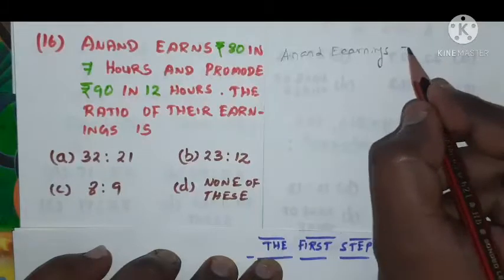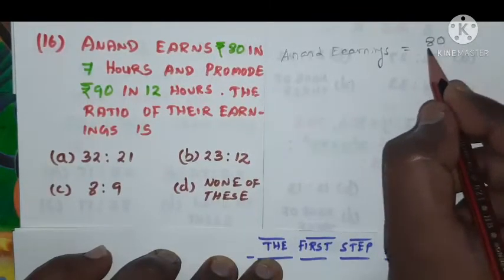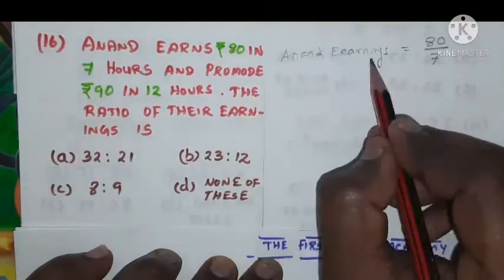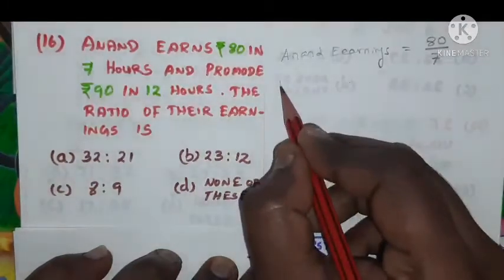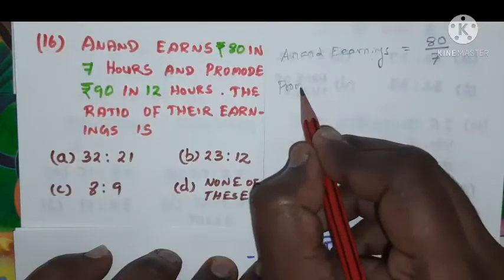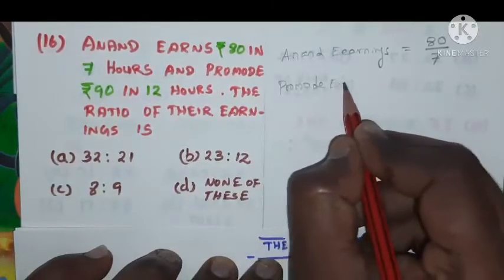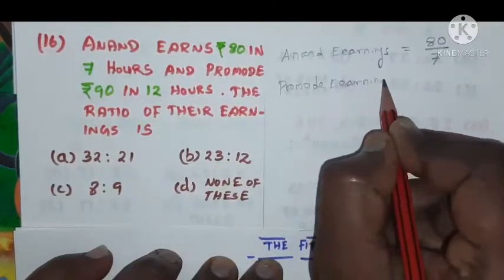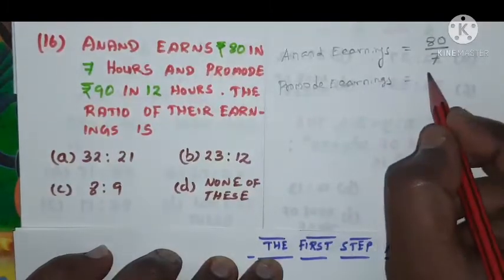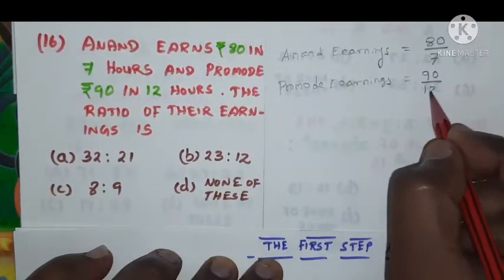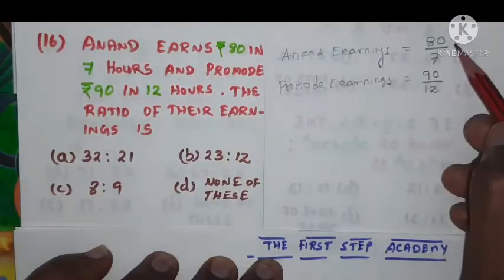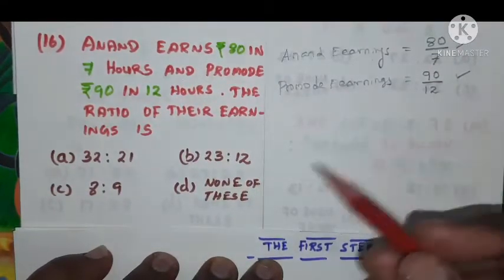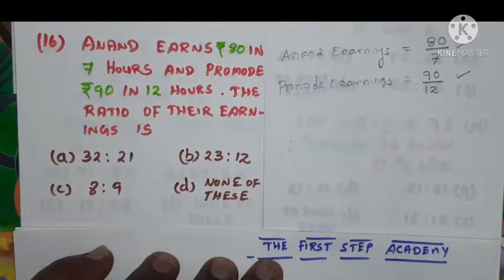Anand's earnings are 80 rupees per 7 hours. Anand earns 80 rupees in 7 hours, right? Next, Pramod's earnings is 90 rupees in 12 hours, right? Now we need to find, we know the earnings of Anand and Pramod. Directly we can find the ratio of Anand and Pramod, right?